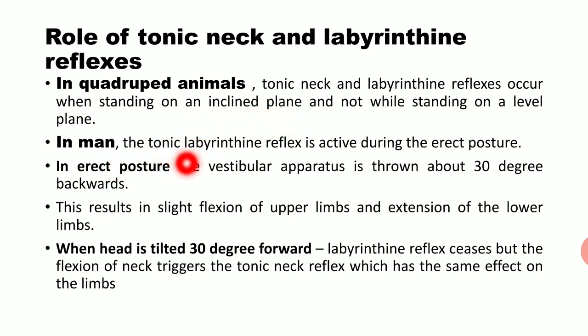But in man, the tonic labyrinthine reflex is active during the erect posture. In erect posture, the vestibular apparatus is thrown about 30 degrees backwards. This results in slight flexion of the upper limbs and extension of the lower limbs. But when the head is tilted 30 degrees forward, the flexion of the neck triggers the tonic neck reflex, which has the same effect on the limbs. So this is about the tonic neck and labyrinthine reflexes.